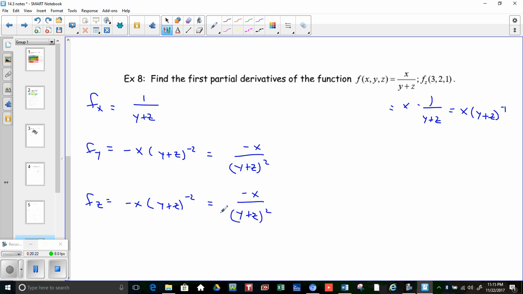And specifically, I am looking for, it told me to find the partial of z at the point 3, 2, 1. So we're just going to plug 3 in for x, 2 in for y, 1 in for z, and we are going to get negative 3 over 3 squared, 9, so we're going to get negative 1/3. And that is your partial of z at the point 3, 2, 1.